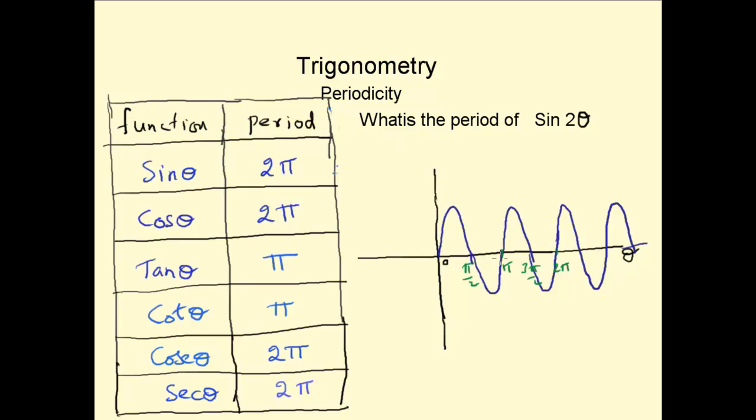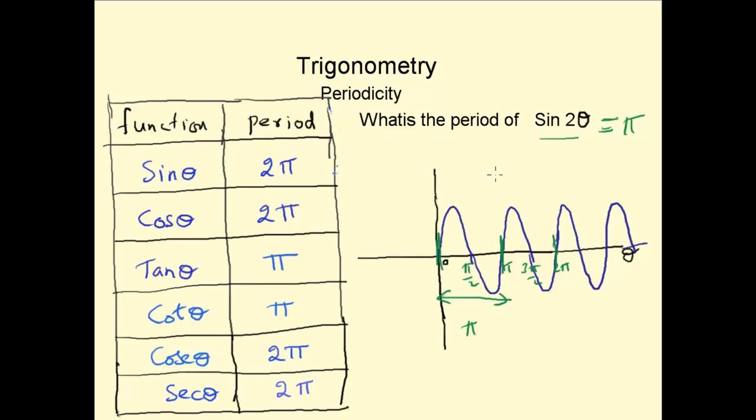Let's see what the period is. This part of the curve from here to here repeats itself, right? Same thing here and here. So the period for sine 2 theta is from here to here, which is pi radians. Unlike sine theta, which has a period of 2 pi, sine 2 theta has a period of pi radians, so it's half of that.